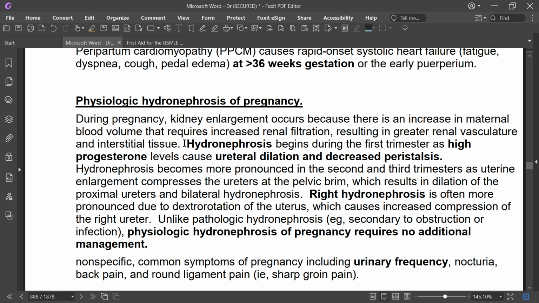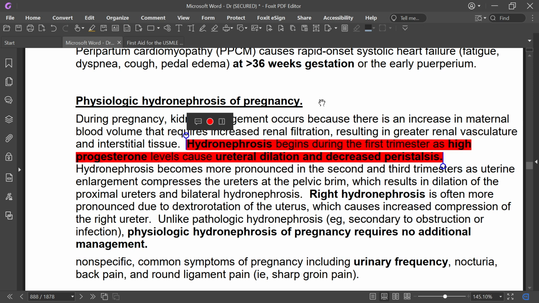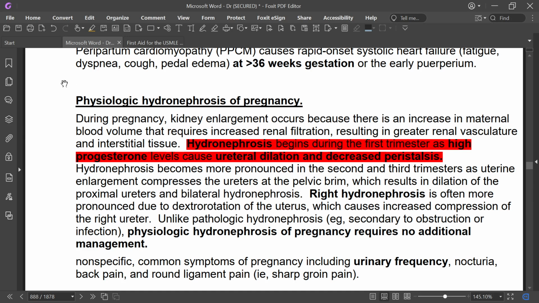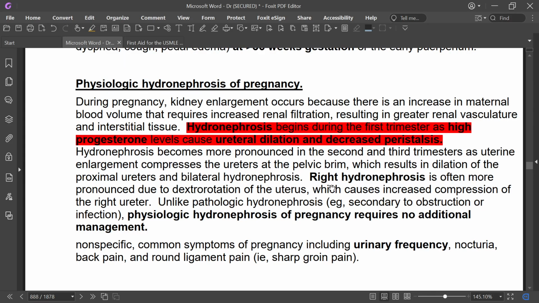Hydronephrosis begins during the first trimester as high levels of progesterone can cause ureteral dilatation and decreased peristalsis. Right hydronephrosis is more pronounced due to dextrorotation of the uterus, which causes increased compression of the right ureter. Physiologic hydronephrosis of pregnancy requires no additional management.